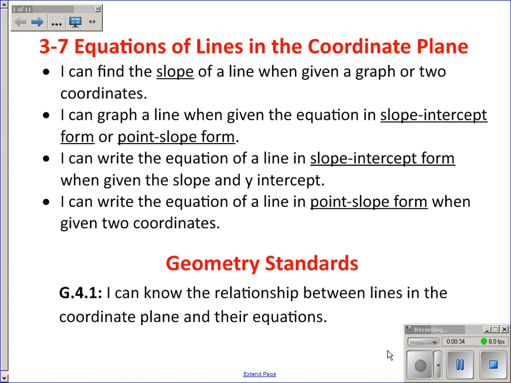So by the end of this video, you should know what the slope is and be able to find the slope when you're given a graph or two coordinates. You should be able to graph a line when given an equation in either the slope-intercept form or the point-slope form. You can also write an equation of a line in slope-intercept form when you're given the slope and the y-intercept, and also write an equation of a line in point-slope form when you're given two coordinates. This video and the next section is to help you with Geometry Standard G.4.1, that you know the relationship between lines in the coordinate plane, meaning on a graph, and their equations.